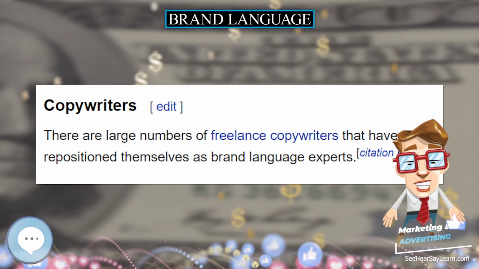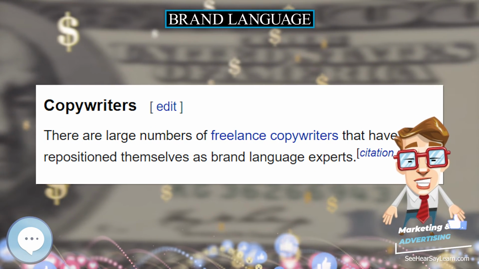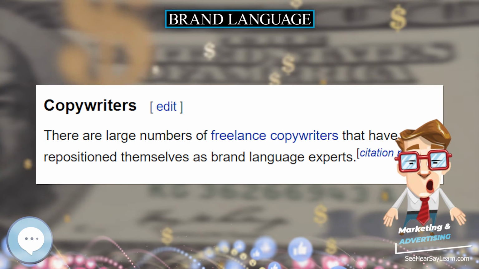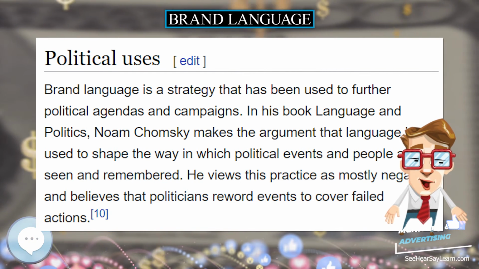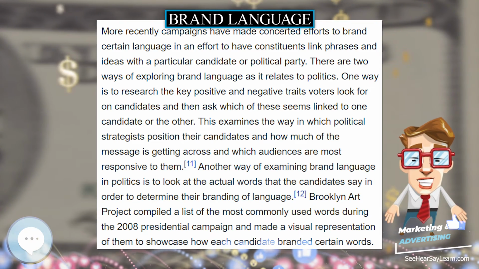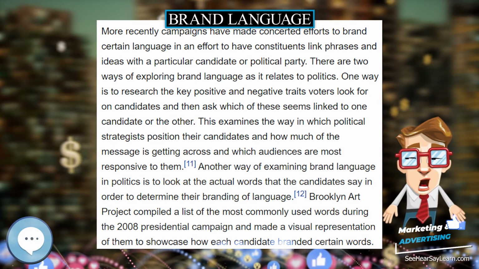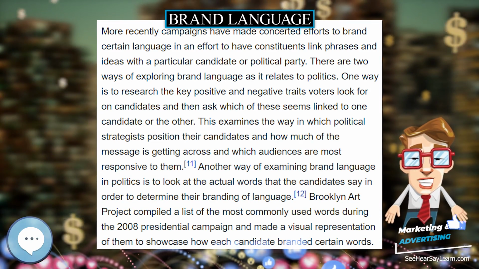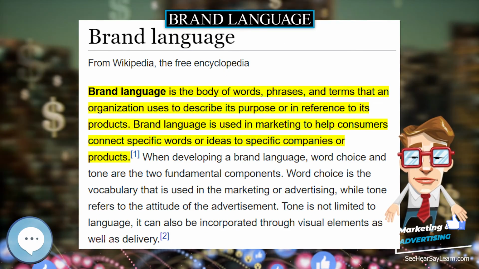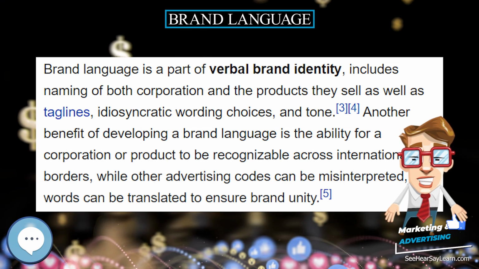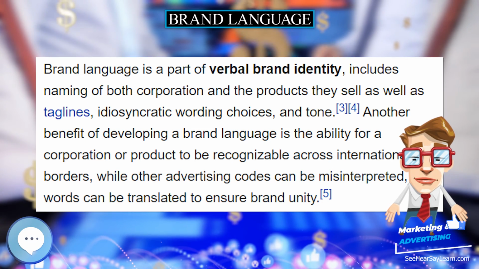There are two ways of exploring brand language as it relates to politics. One way is to research the key positive and negative traits voters look for in candidates and then ask which of these seems linked to one candidate or the other. This examines the way in which political strategists position their candidates and how much of the message is getting across and which audiences are most responsive to them.